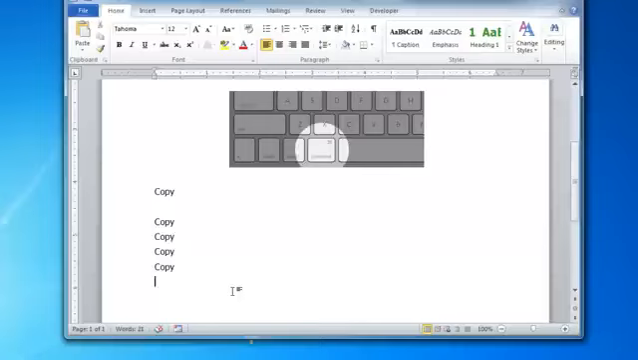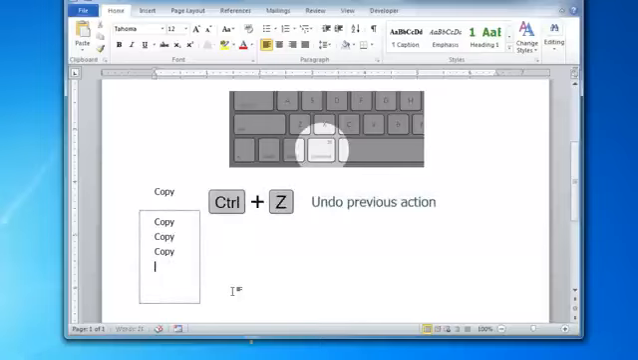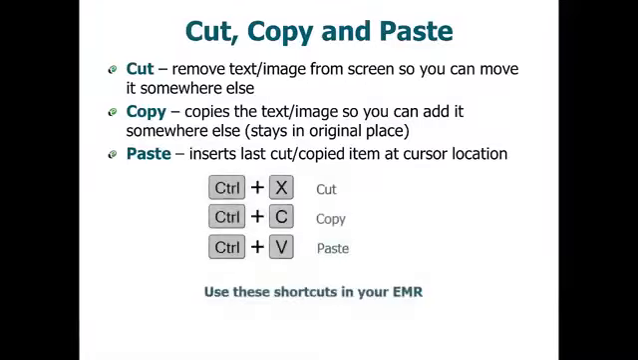If you make a mistake, you can use the shortcut Ctrl-Z or Command-Z on a Mac to undo the previous action. In many cases, these shortcut keys can be used within your EMR, for example, when creating an encounter, chart note, or referral letter, providing you with more flexibility and efficiency and reducing the need for duplication of work.